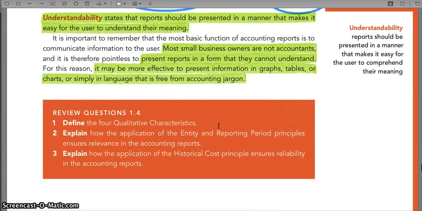So look, if we can quickly just knock over review questions 1.4, and then there'll be some exercises for us to do later in the double.